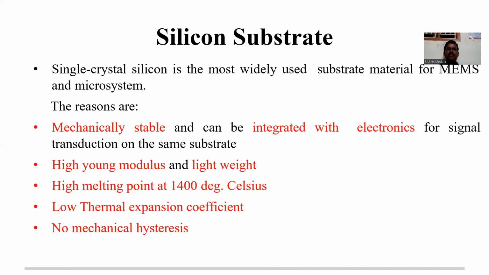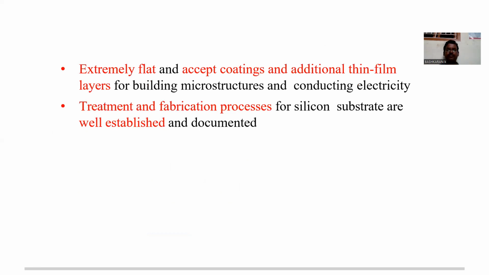Single crystal silicon is the most widely used substrate material for MEMS and microsystems. The reasons are that it is mechanically stable and can be integrated with electronics on the same substrate. It has high Young's modulus and is lightweight, has a high melting point of 1400 degrees Celsius, a low thermal expansion coefficient, and no mechanical hysteresis. These are the basic requirements for selecting single crystal silicon for making the substrate.